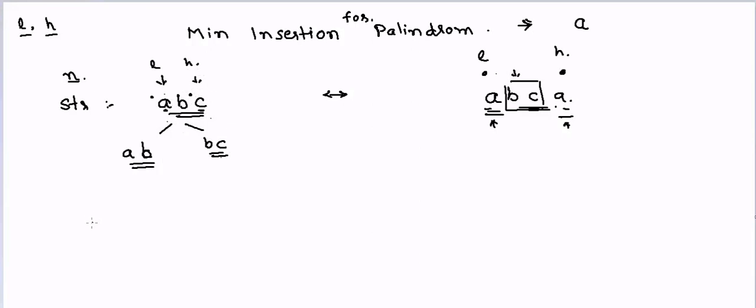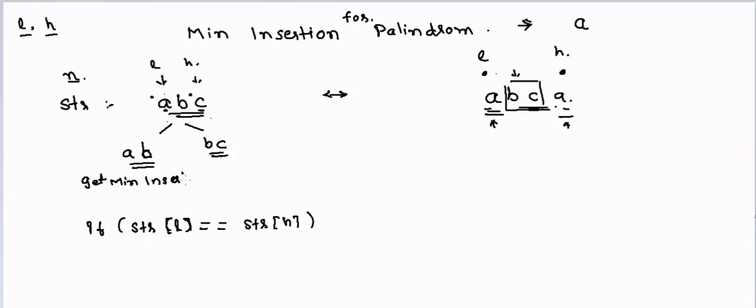So the recursive formula will be built up something like this: if string of L equals string of H, if string of L and string of H both are matching, then say suppose the algorithm name is find minimum insertion or get minimum insertion, to which we are passing the string, integer L as a starting and integer H as an ending point, and there will be some base case condition to terminate our recursion.